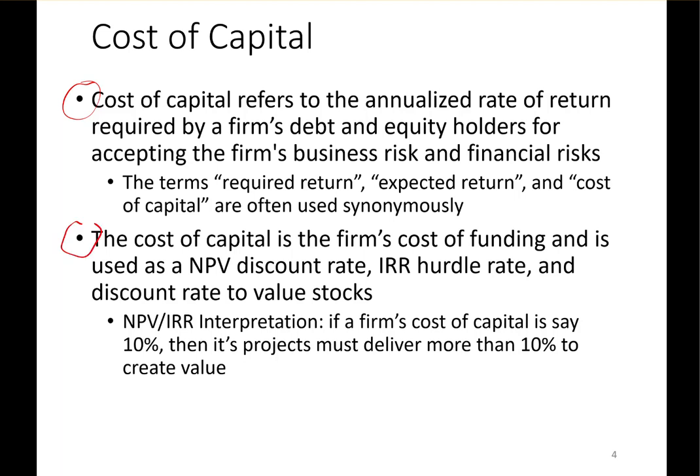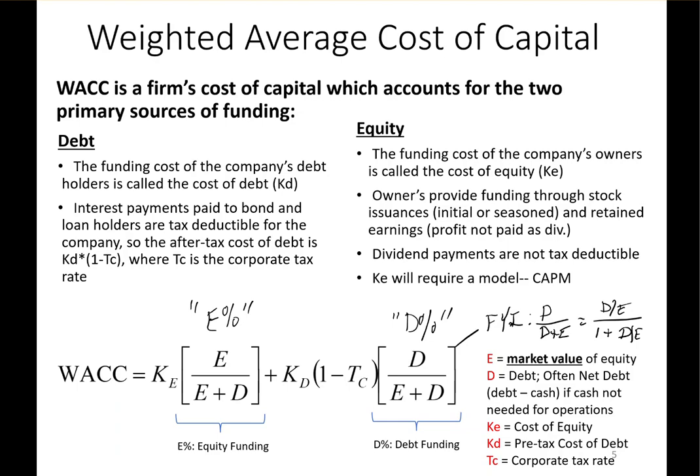You can think of the cost of capital as the firm's cost of funding, and it is used as the NPV discount rate, the IRR minimal hurdle rate, and the discount rate to value stocks. The interpretation in NPV and IRR is that if the firm's cost of capital is, say, 10%, in other words, it costs them 10% to acquire funds, then its projects must deliver more than a 10% return to create value. That's why you use it as the NPV discount rate and the IRR hurdle rate, that minimum rate for new projects.